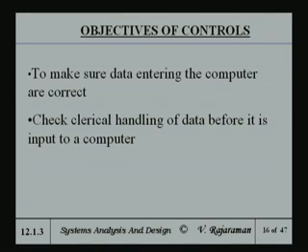We are talking about controls in information systems, and we will very quickly review a couple of transparencies just for continuity. The primary objective of controls is to make sure the data entering the computer is all correct, because as you know, any incorrect data is going to give incorrect results, and data entry is all clerical. So, clerical handling of data before it is put in the input to the computer has to be properly organized and checked, and this is a very important part, particularly when you are starting a new project.